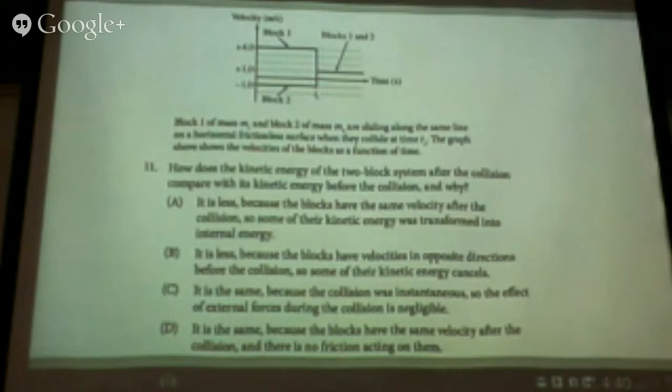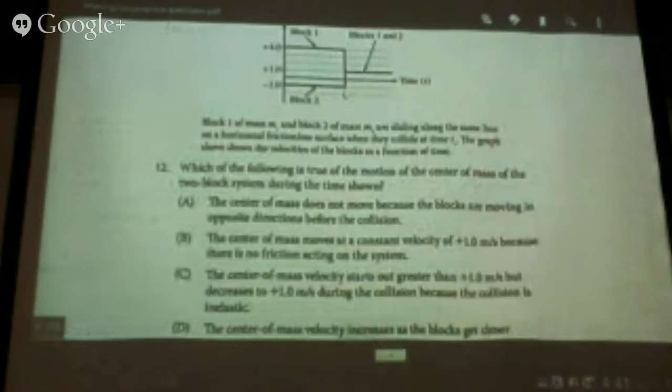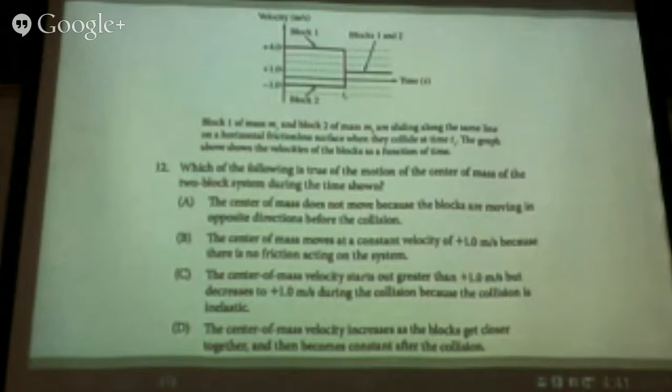Questions on 11? Fantastico. Let's go on. One more for the same graph.